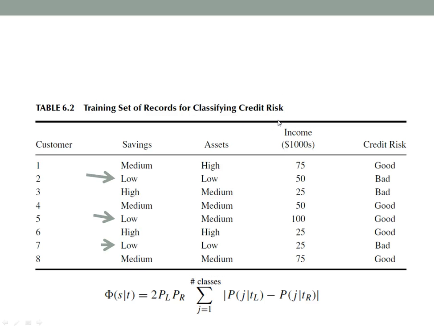Okay, so the training set of records for classifying credit risk again. And we're going to create a function. This is kind of like our error function. So what do I mean by that? Well, we have to talk about this P. Anybody know what P stands for? Probability.